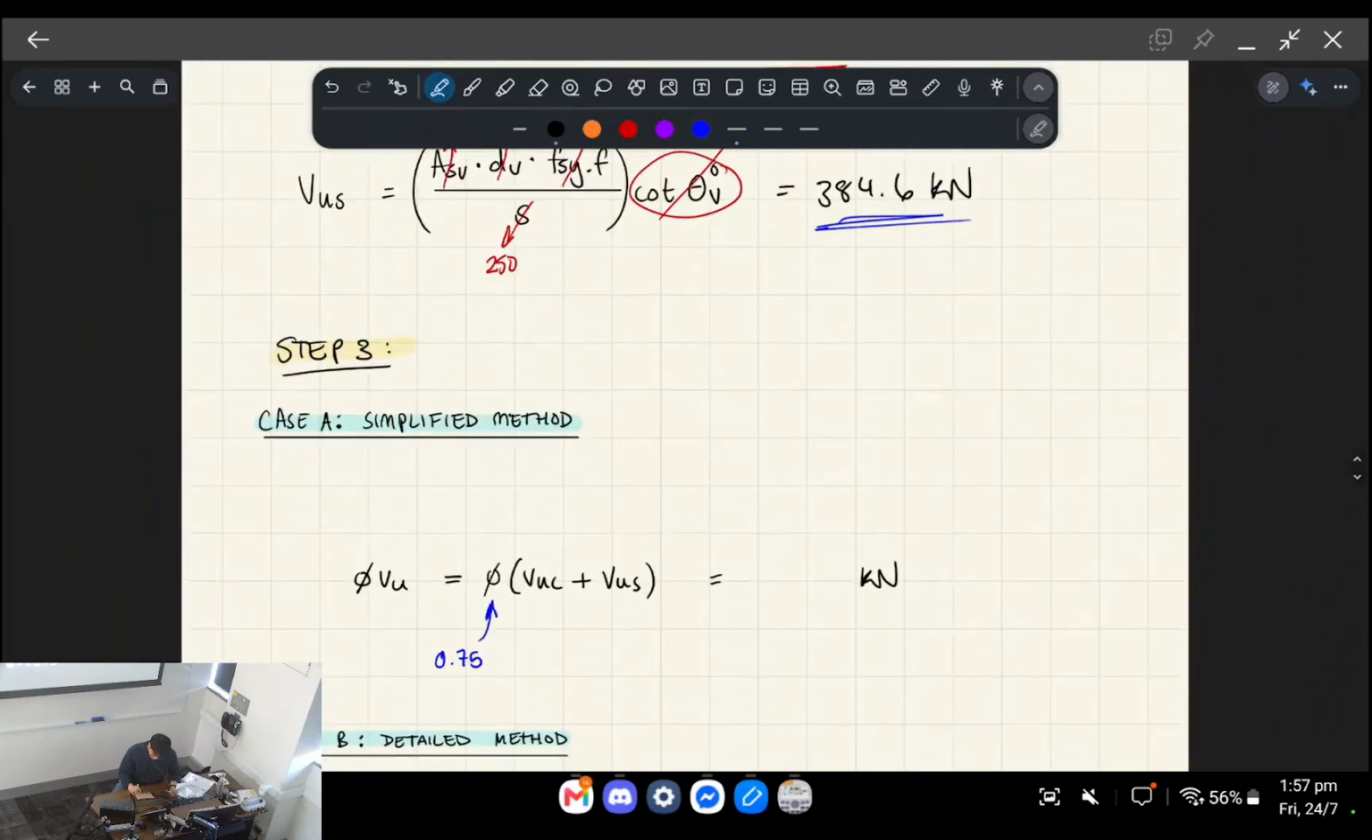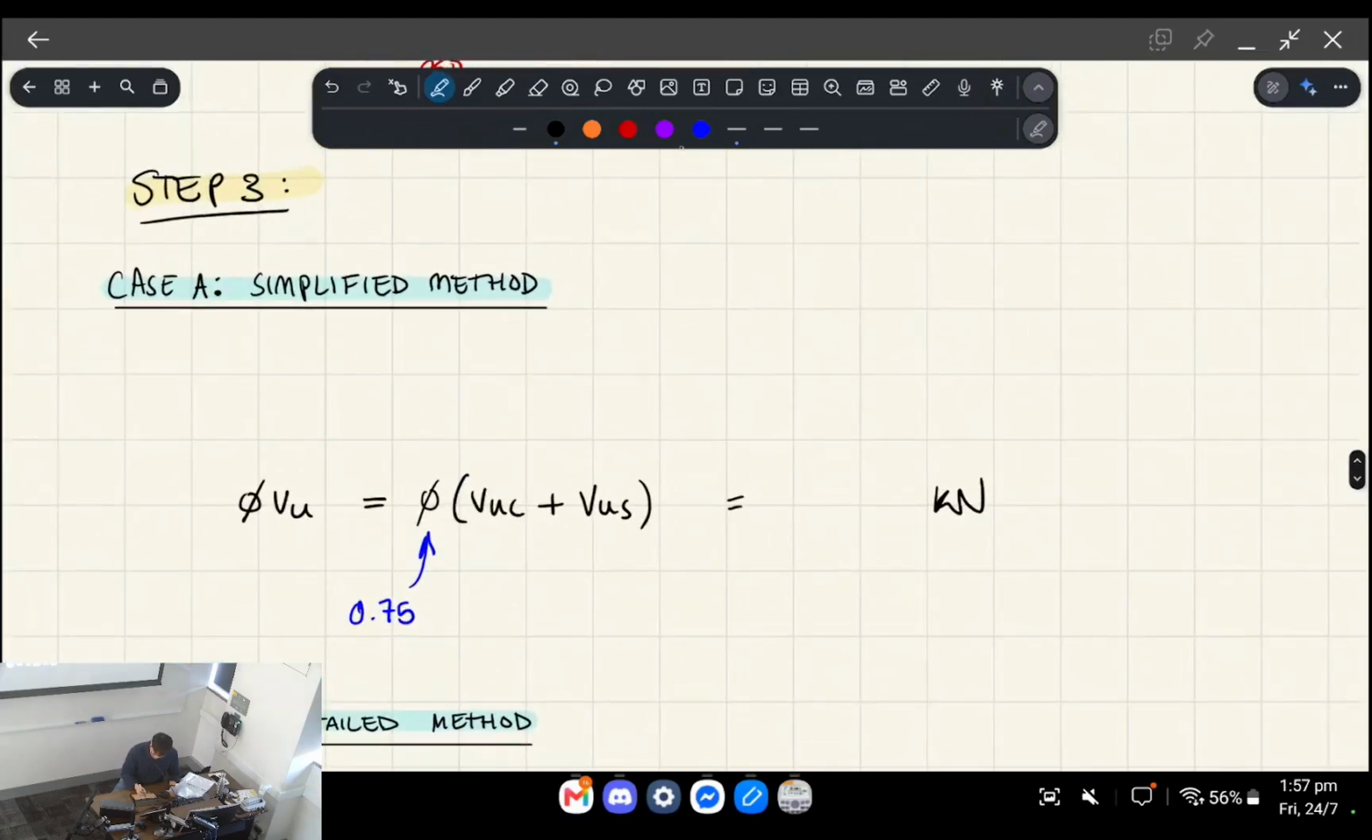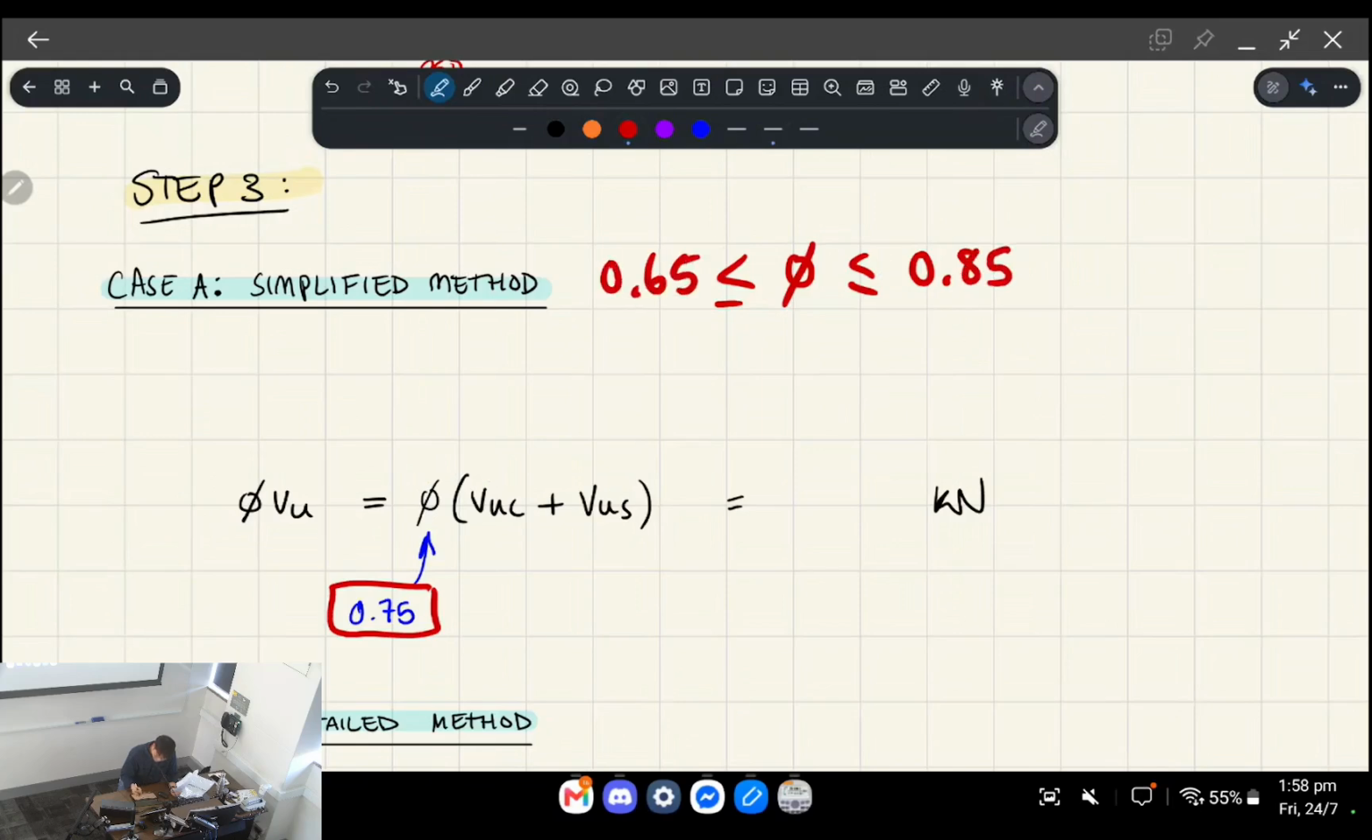All right, so now the final thing we're going to do is find the total capacity, right? The way that we find the total capacity is we know that VU, being the shear capacity of the beam, is broken up into the concrete component and the steel component, right? And then we're going to multiply the whole thing by phi, which is the capacity reduction factor. Unlike in the flexure topic, where phi could be between 0.85 and 0.65, in this topic phi is just 0.75, so nice and easy.